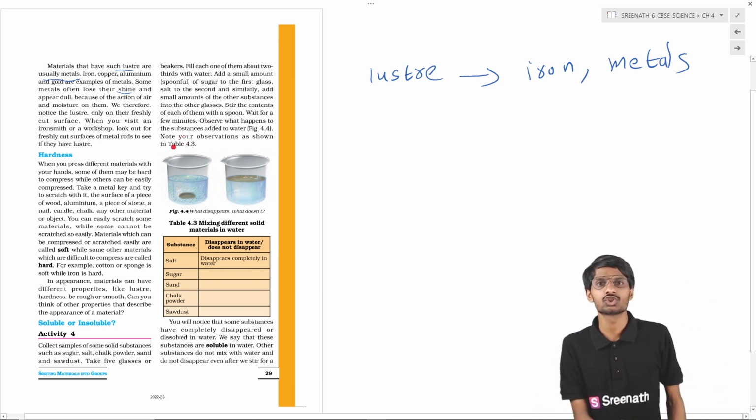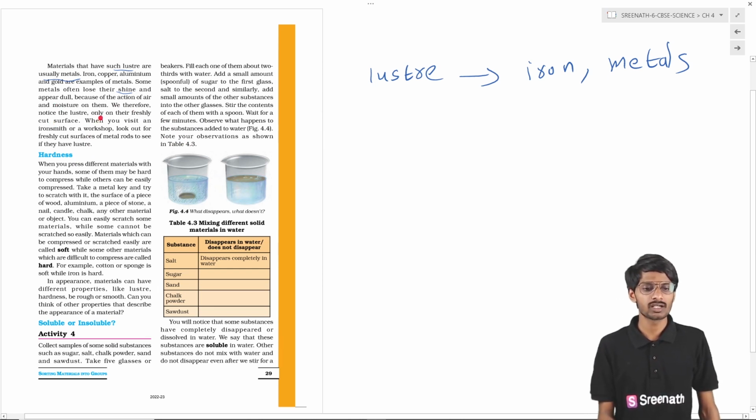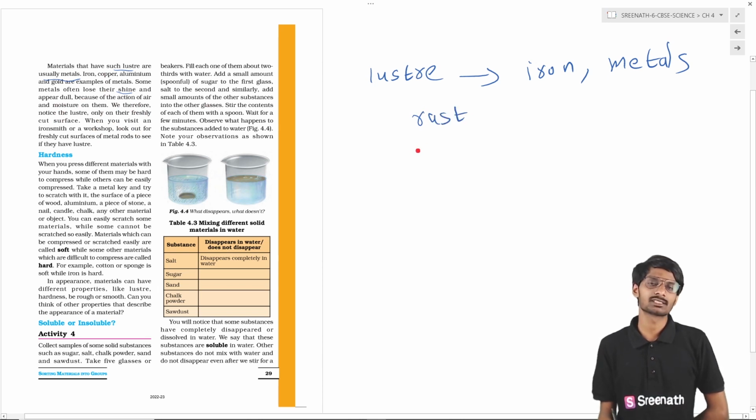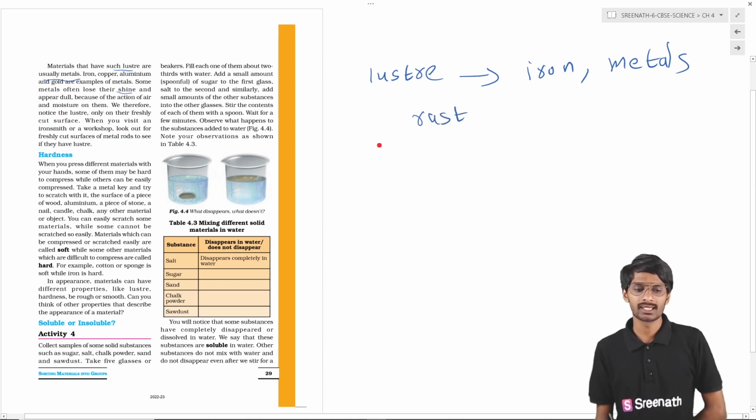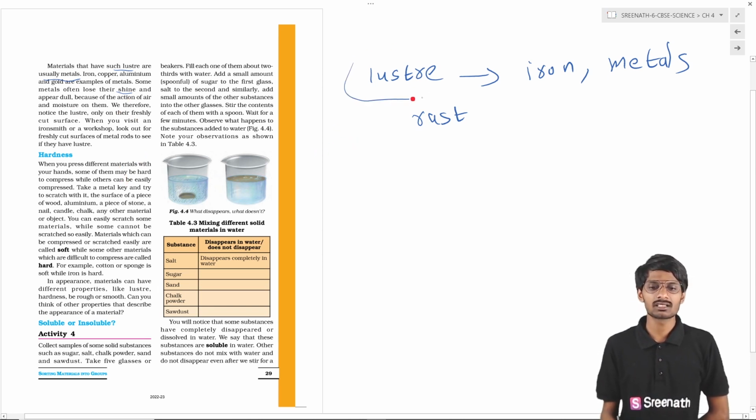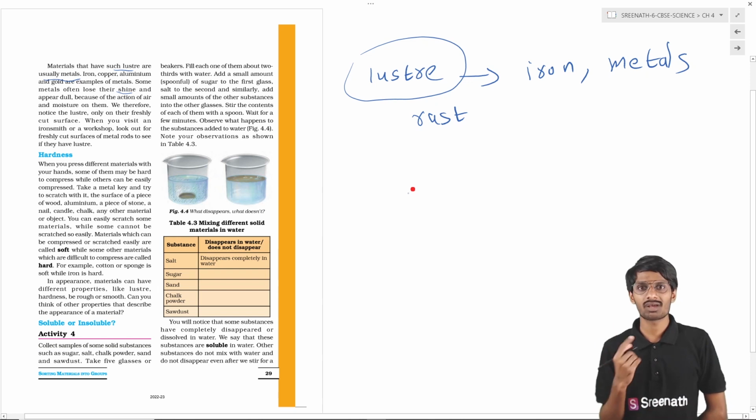Why? Because of the action of air and moisture, they form rust on it. Example, iron, due to moisture and air, students. So finally, we can say that the materials which are lustrous are metals like that, students. Okay, that is about appearance. So this is one property.